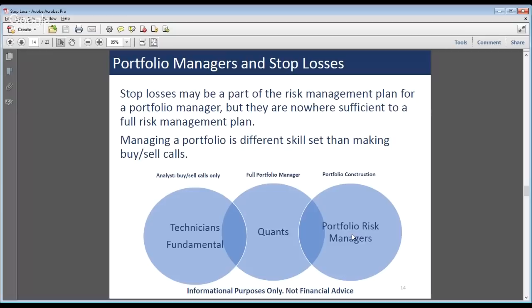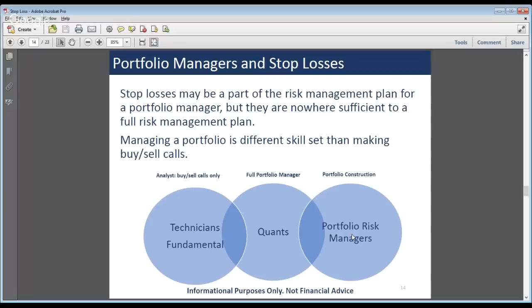Now, there's some overlap. On the far right-hand side, you have portfolio risk managers. Well, these guys generally don't have the qualifications to make buy or sell calls. Their skill is blending assets and creating a kind of a full comprehensive risk plan. So making sure the blend of Target, Walmart, Ethereum, Johnson & Johnson, whatever it is, they blend together in such a way that the risk is where you want it to be. That is their skill set. Quants kind of fit in the middle.